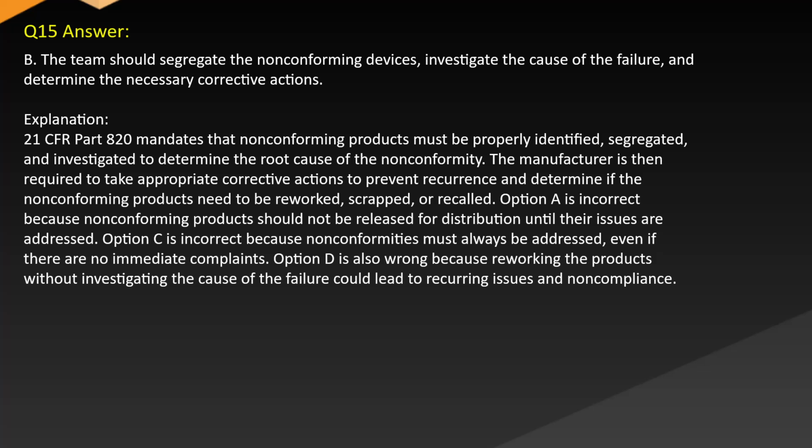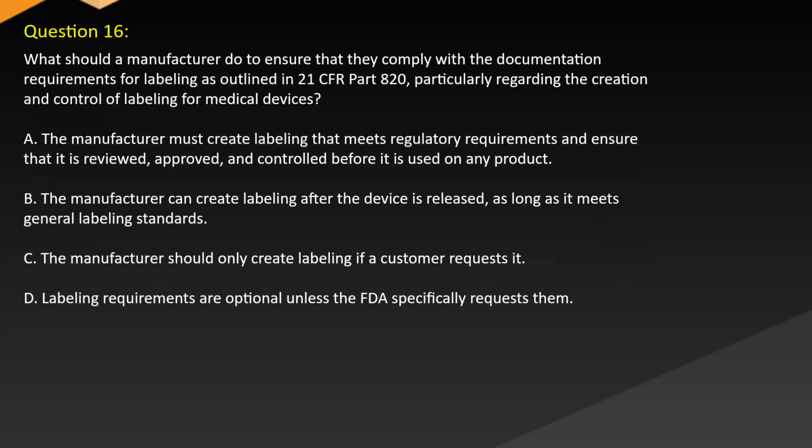Option A is incorrect because non-conforming products should not be released for distribution until their issues are addressed. Option C is incorrect because non-conformities must always be addressed even if there are no immediate complaints. Option D is also wrong because reworking the product without investigating the cause of the failure could lead to recurring issues and non-compliance. Question 16.